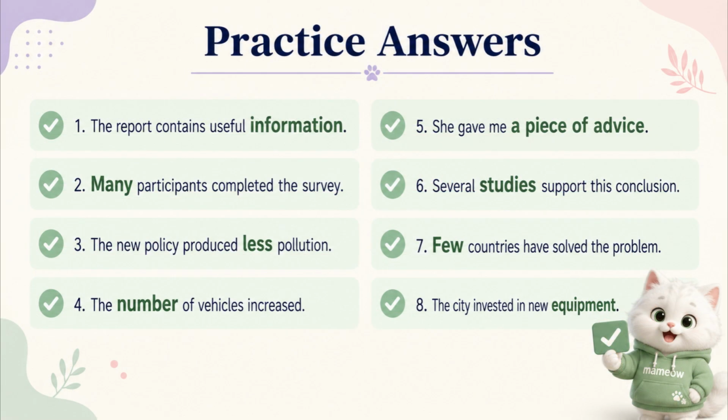Let's check the answers. Information is uncountable, while participants is a plural countable noun, so we use many. Pollution is uncountable, so we use less. Vehicles is plural and countable, so we use the number of vehicles. Advice is uncountable, so we need the expression a piece of advice.